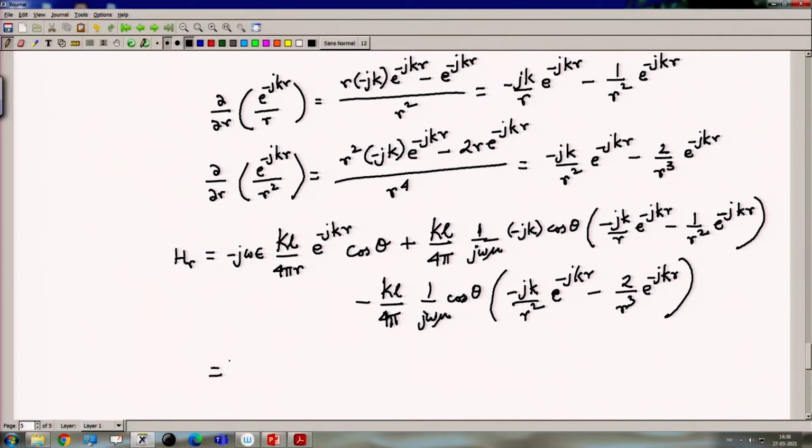And then on finally simplifying the whole thing, you will ultimately get kL by 2π, please verify yourself, e to the power minus jkr cos θ, 1 by η r square plus 1 by jωμ r cube.